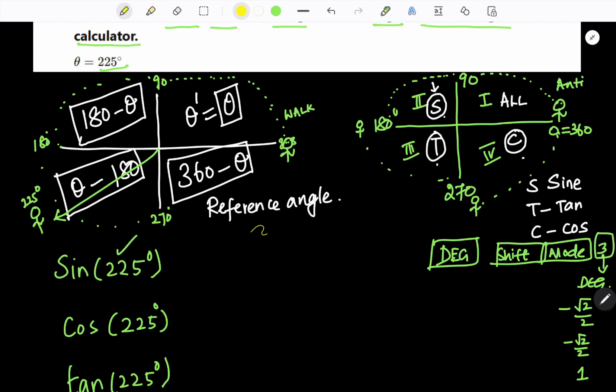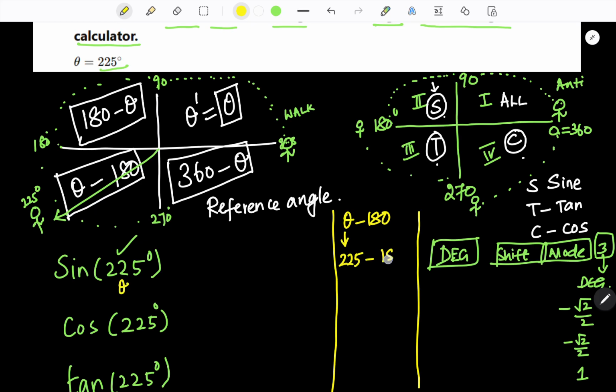Your formula is theta minus 180 degrees. What is your formula in this? Theta minus 180 degrees. So what is your theta? Your theta is 225. So go to your calculator and just put 225 minus 180 degrees, which is equal to 45 degrees.